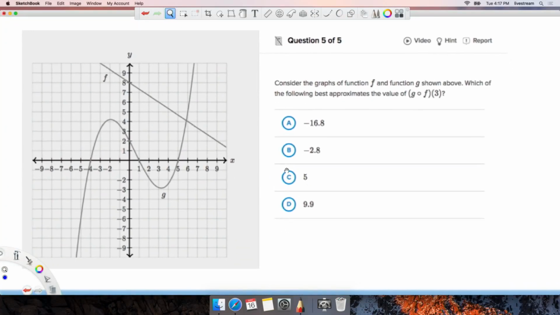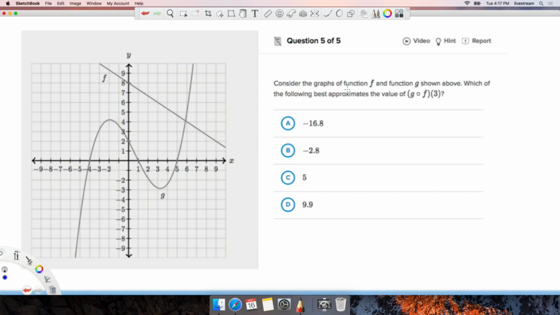Okay, so consider the graphs of the function f and the function g shown above. Which of the following best approximates the value of g of f of 3? Okay, so g of f of 3, I've got another composition here. Now, how might I solve this? It's similar to the last question, and I want to solve the inner part and then the outer part.